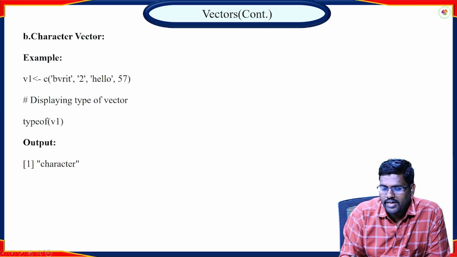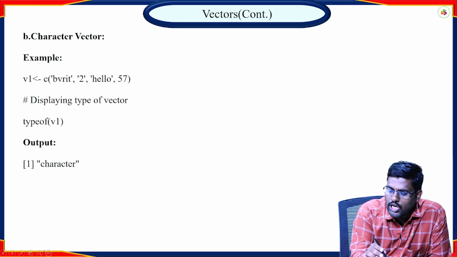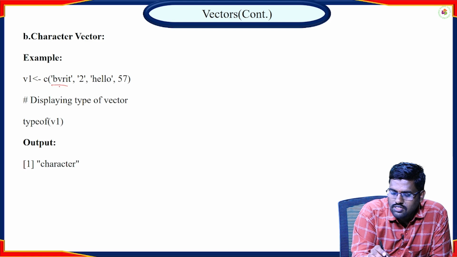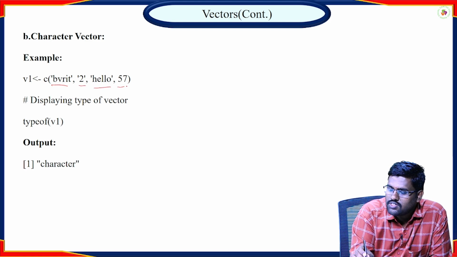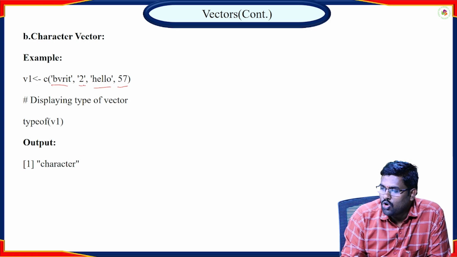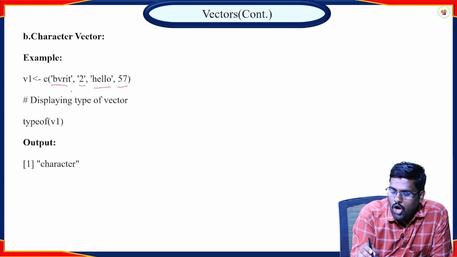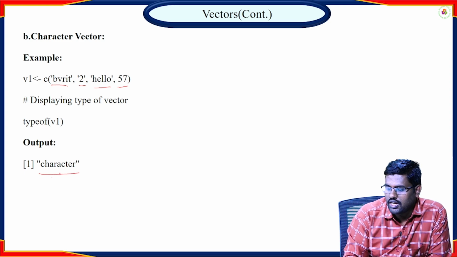Second one, character vector. Character vector means the given value is in single quotations or in double quotations; those values will be accepted. Now here I declared c of BVRIT, 2 in quotations, hello in quotations, and 57. They will consider only these three values, not this one. Why? Because the 2 is specified in quotation, so they will read that as string. So typeof v1 represents that it belongs to the character data type.